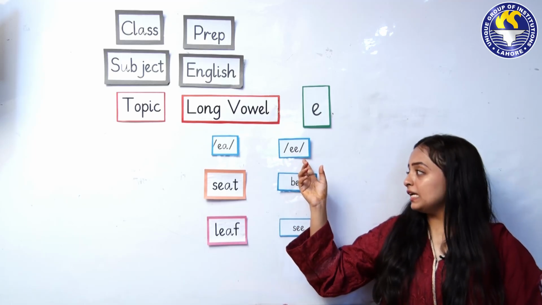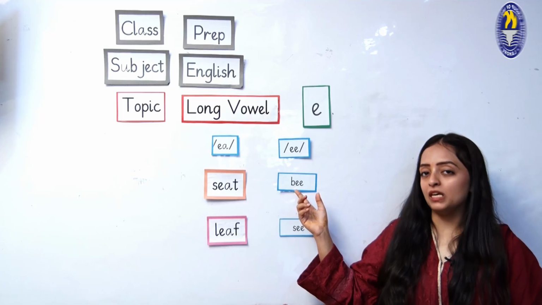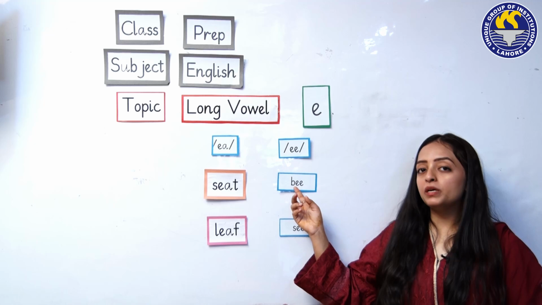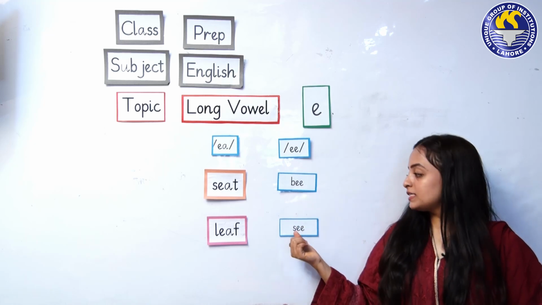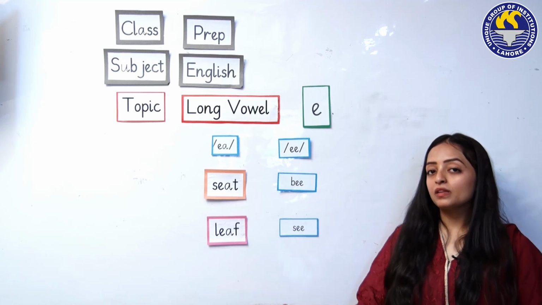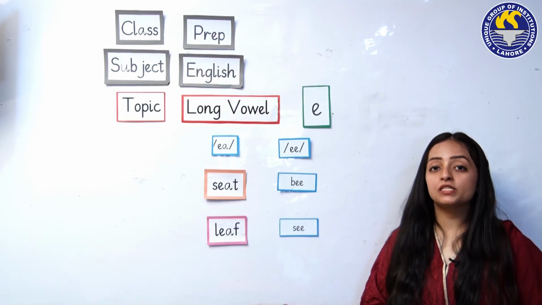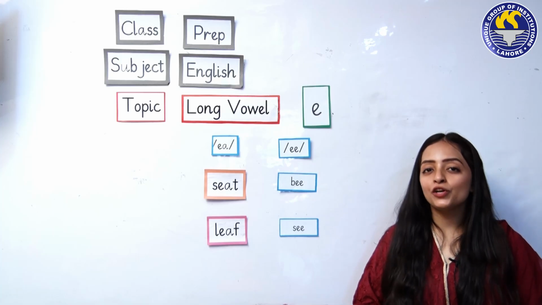And we have one more group and that's E with E. Let's read the words with me. Bee, see. Wow. But these words are very few in number. I have more words for you all.